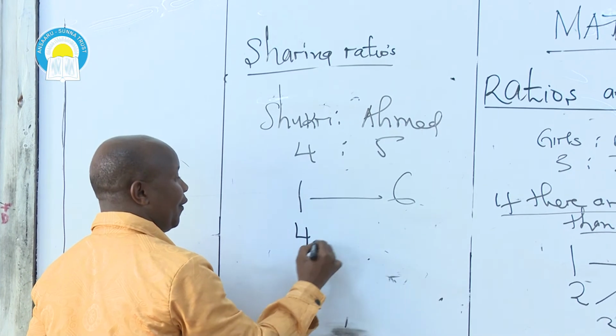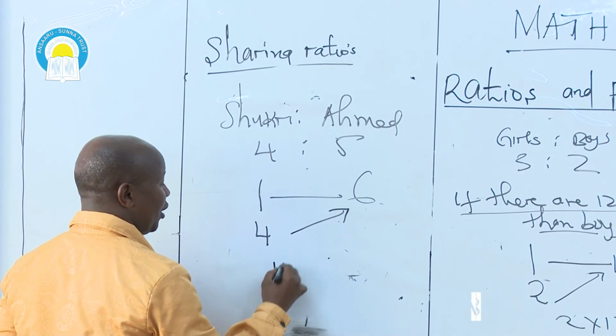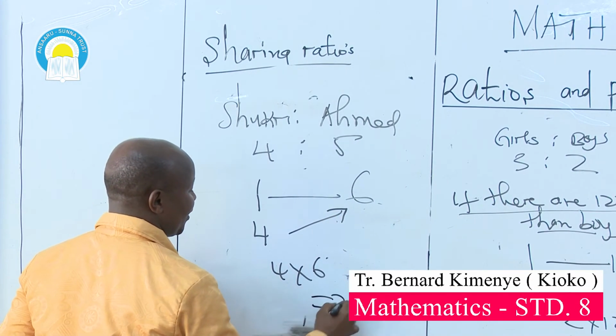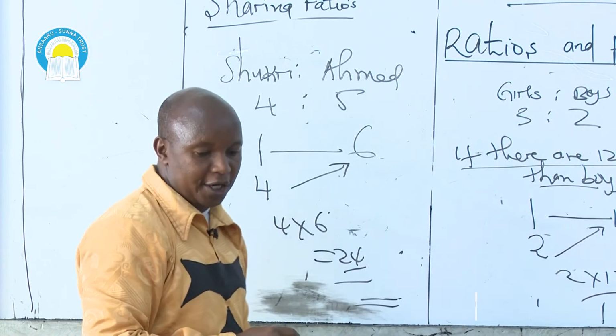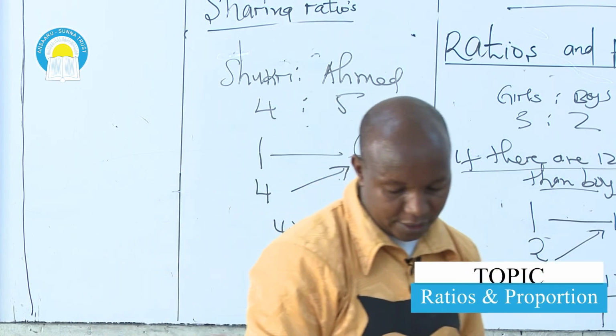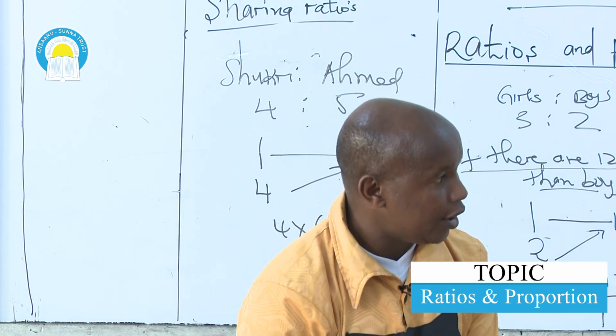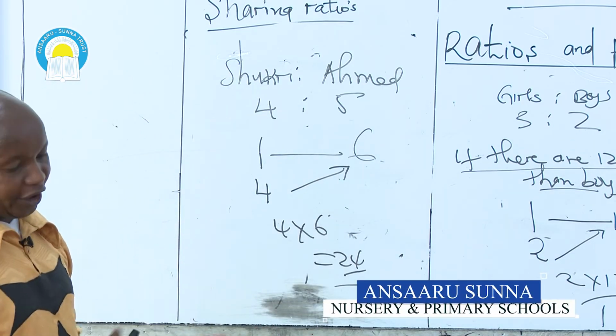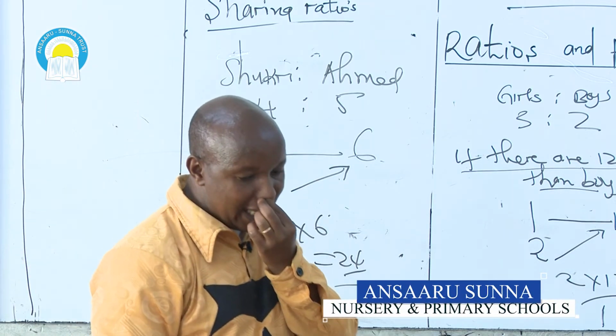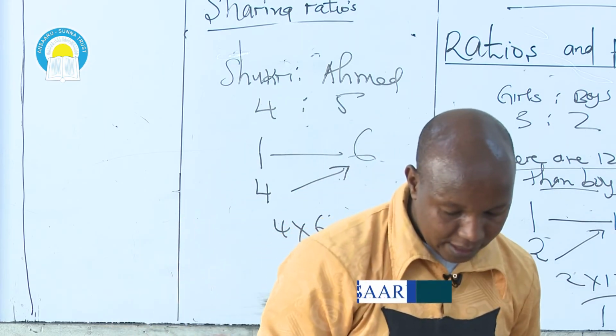So, what about 4? Then you cross multiply, you say 4 times 6, which is the same as 24. So, now Shukri got 24 shillings. Class, that's how we share ratios. Now, another example before I wind up.